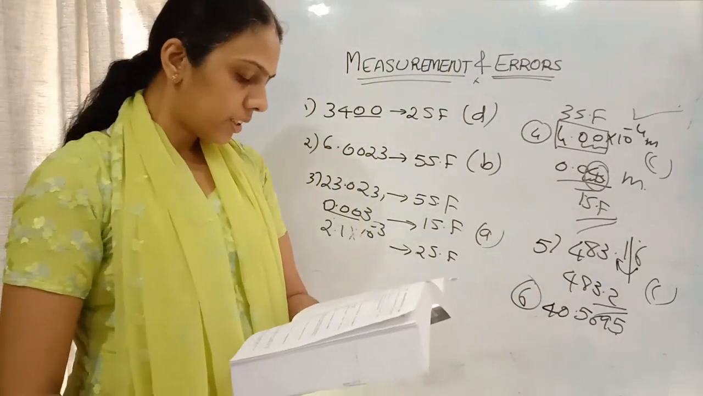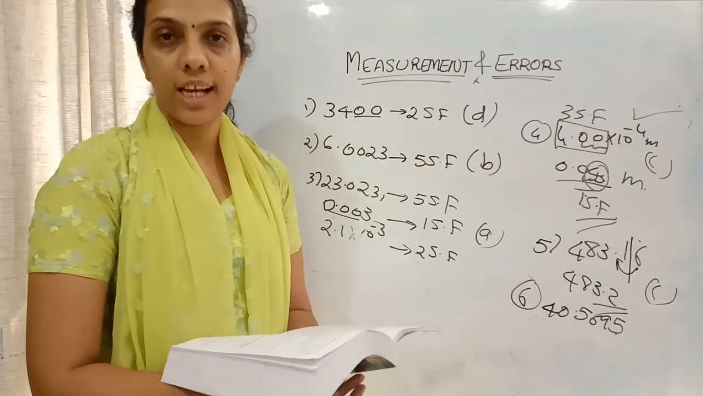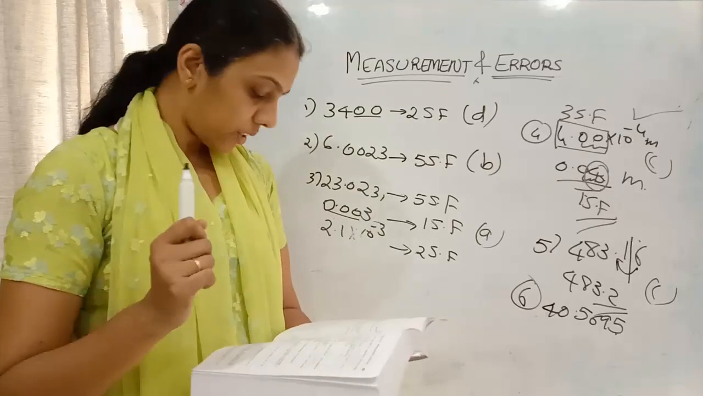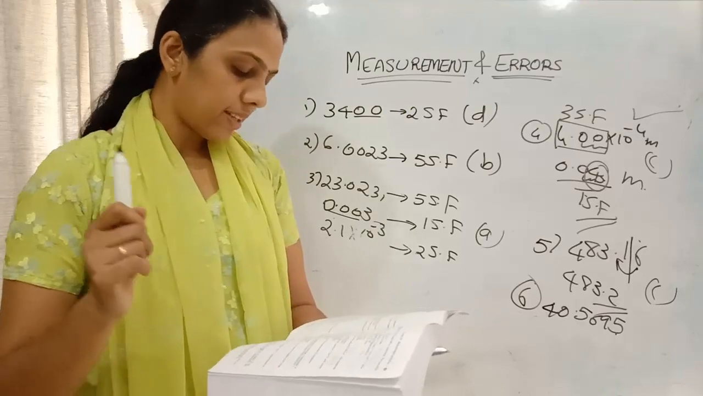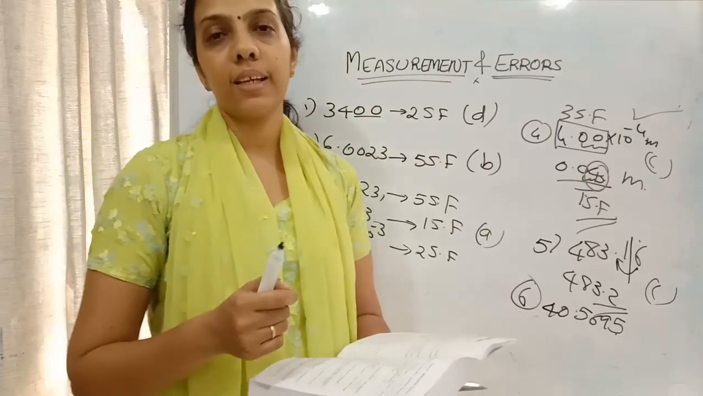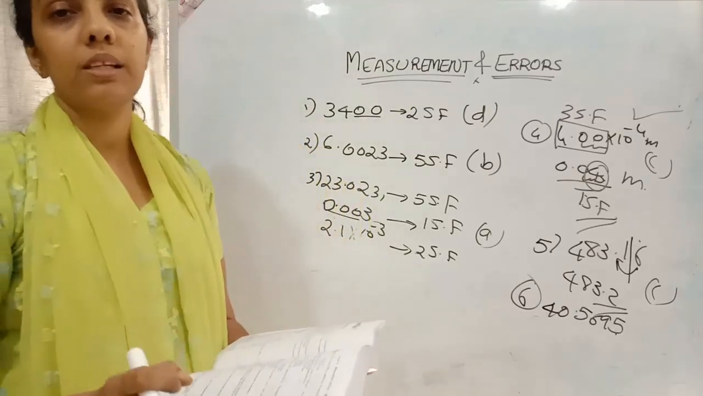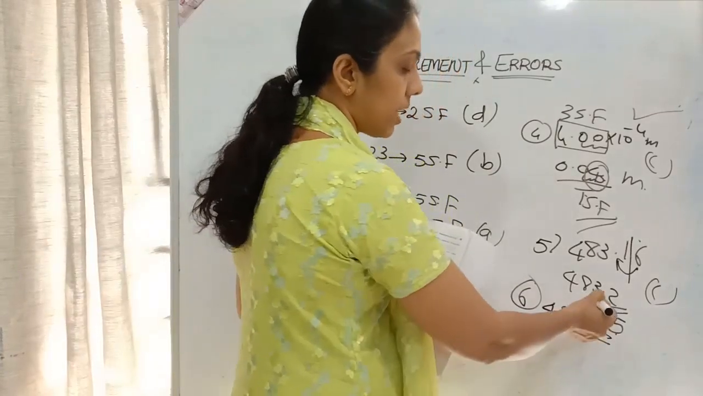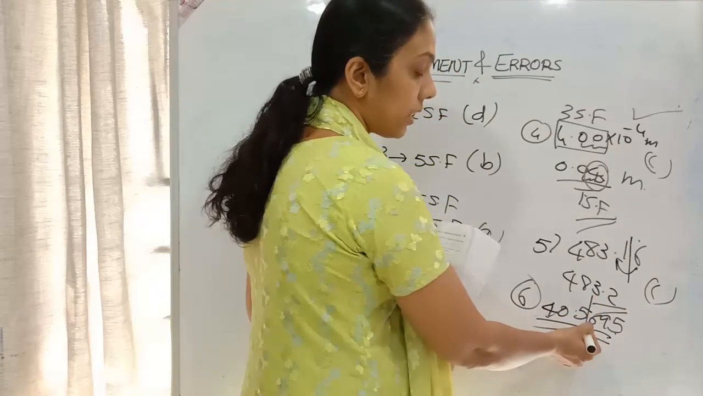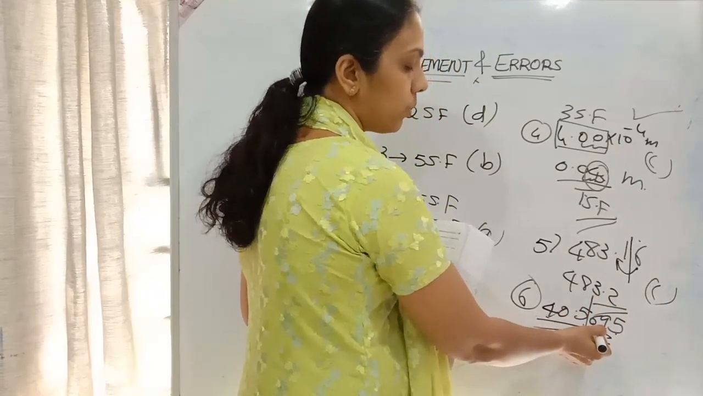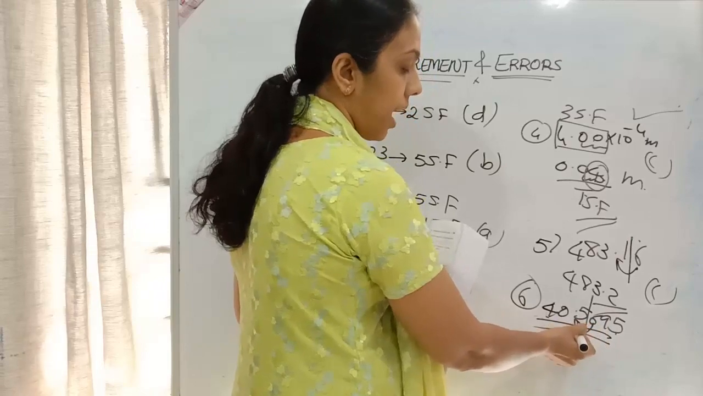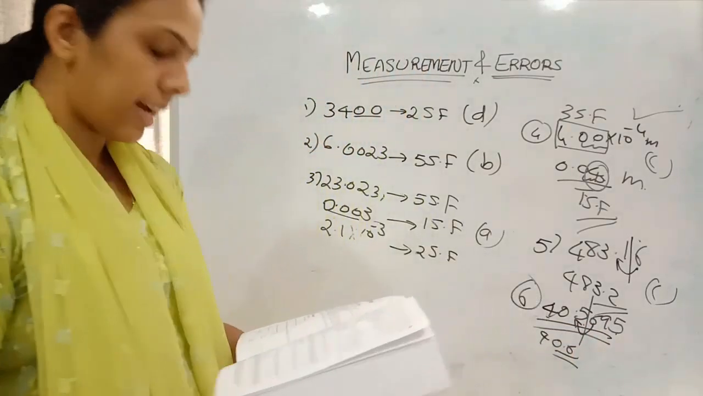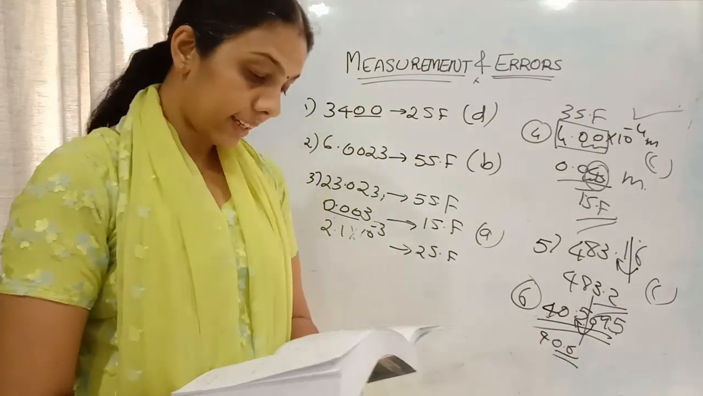So here 3.008 has 4 significant figures, 38.8 has 3 significant figures, 2.8768 has 5 significant figures. So the least number of significant figures is 3. So here this includes 3 significant figures. That means this is the third significant figure. We should consider the fourth one. Since it is greater than 5, we can add 1 to this. So the answer is 40.6. You will be getting the answer D. D is the correct answer.